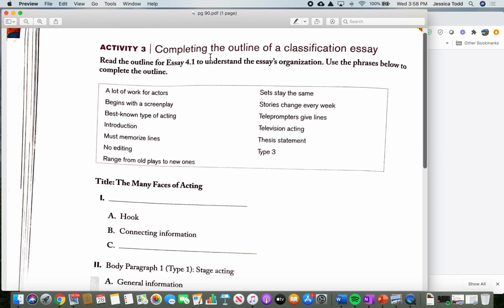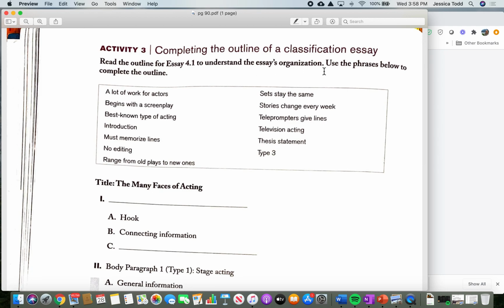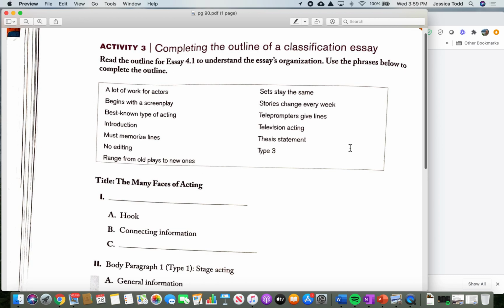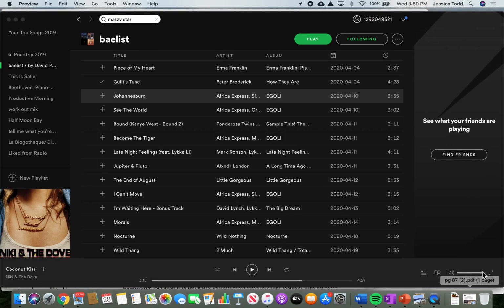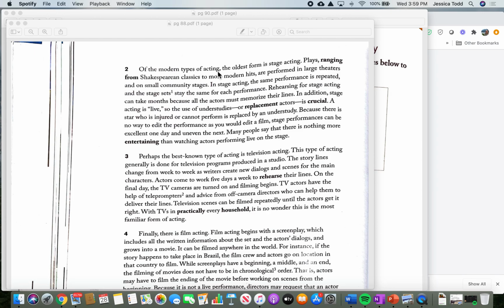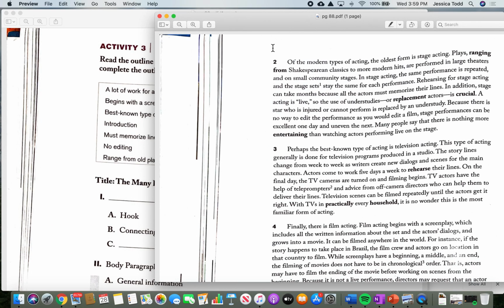And this says, completing the outline of a classification essay. Read the outline for essay 4.1 to understand the essay's organization. Use the phrases below, so these phrases, to complete the outline. So essay 4.1 is the essay that we read for homework about film actors and, what was it? Film actors and stage actors and television actors.